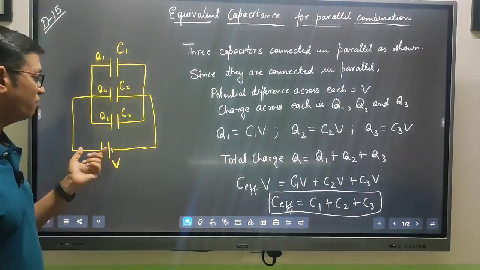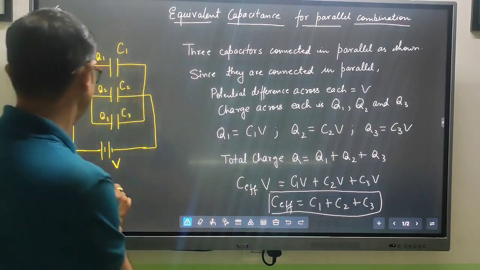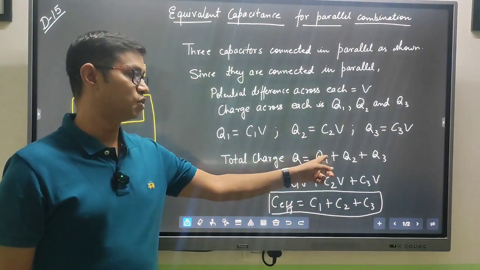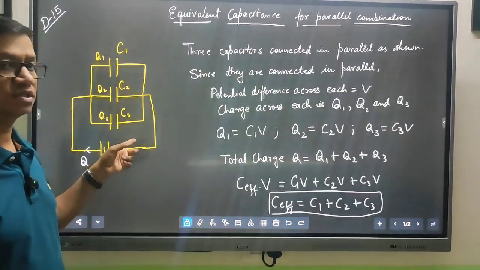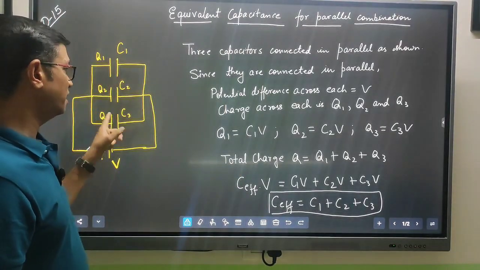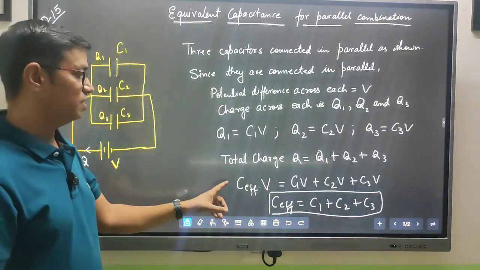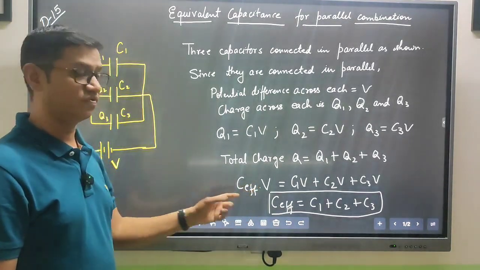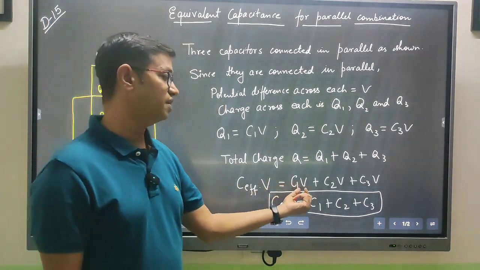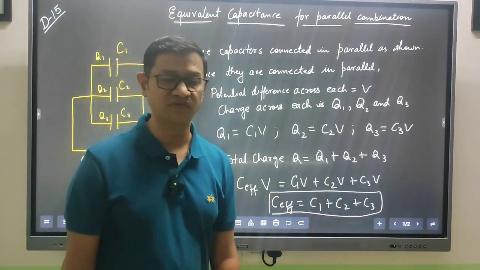So the total charge which will come out from the battery, if this charge is Q, right? So Q should be equal to Q1 plus Q2 plus Q3, the sum of all these. Let's say these three capacitors are replaced by a single capacitor which has a capacitance C effective. So C effective into V, Q is equal to CV, that is the total charge. So C effective into V will be equal to C1 into V plus C2 into V plus C3 into V. V will be cancelled out, so we get C effective is equal to C1 plus C2 plus C3.